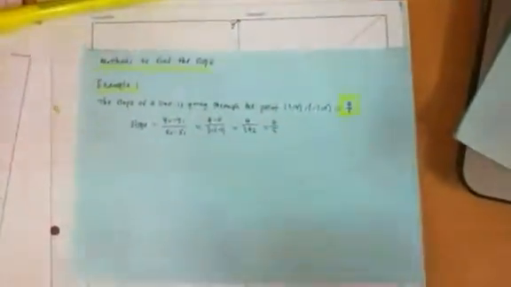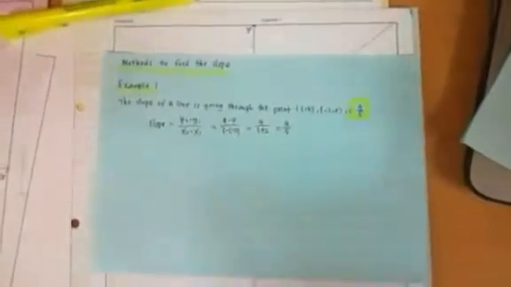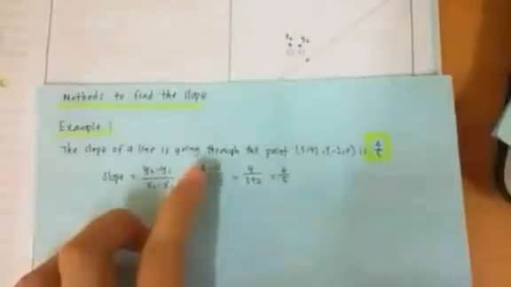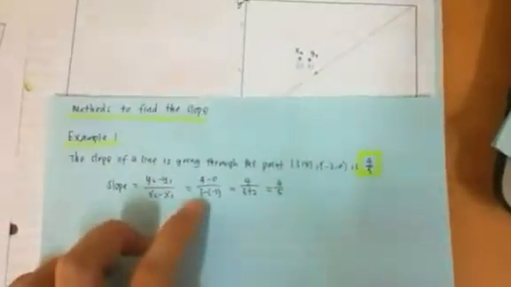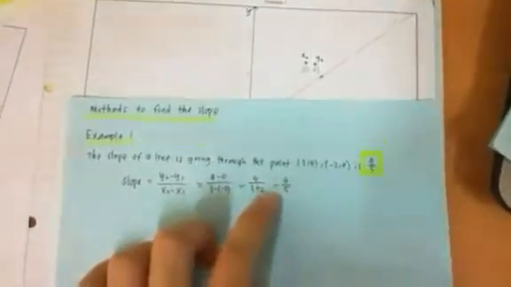The slope of a line going through the points 3, 4, and negative 2, 0 is 4 over 5. Why is it 4 over 5? Let's see this formula. The slope is equal to y2 minus y1 divided by x2 minus x1. y2 is 4, y1 is 0. So y2 minus y1 is 4 minus 0, whereas x2 is 3, x1 is negative 2. So 3 minus negative 2. So it becomes 4 divided by 3 plus 2, which equals 4 over 5.